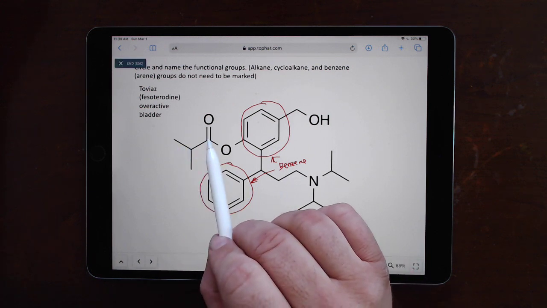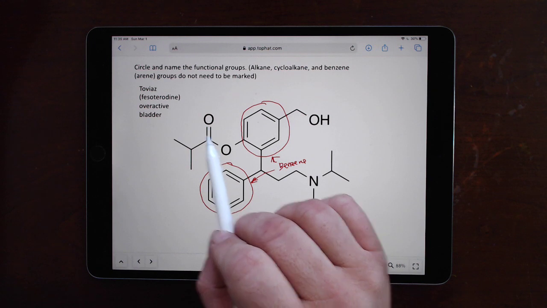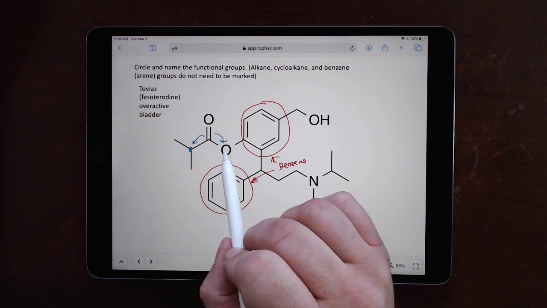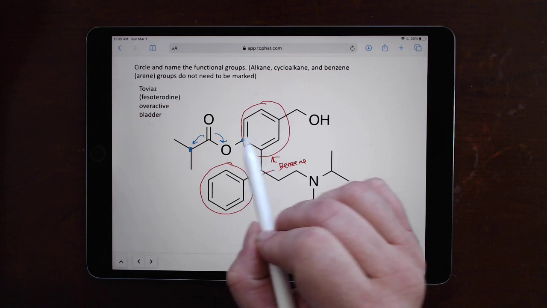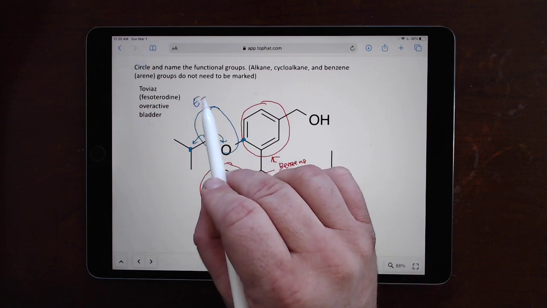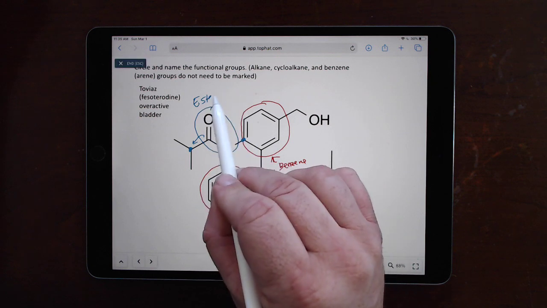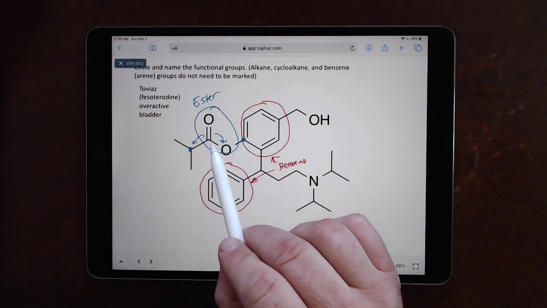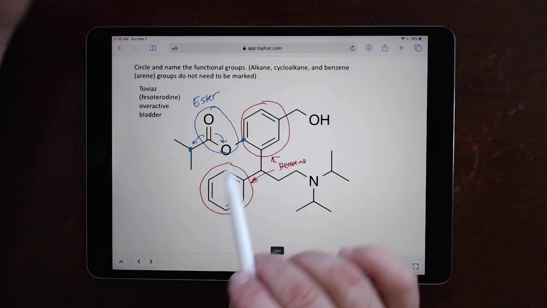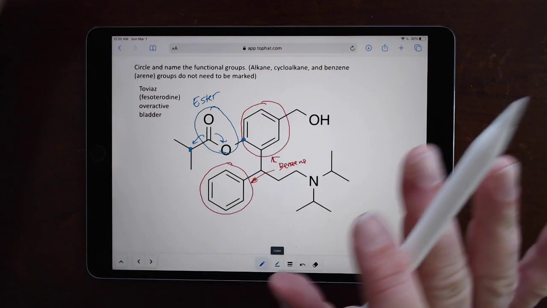But for here, we have a C double bond O, so we need to look on either side. Here we have a carbon group. Here we have an O carbon. It's a benzene, but that's fine. O carbon. So this right here is an ester. It's not an ester and an ether. It's just an ester.